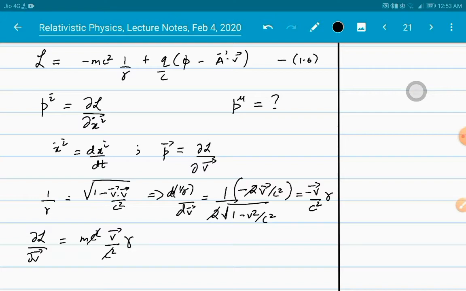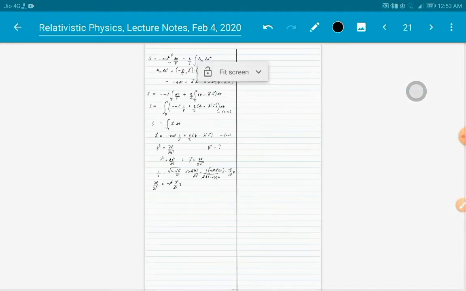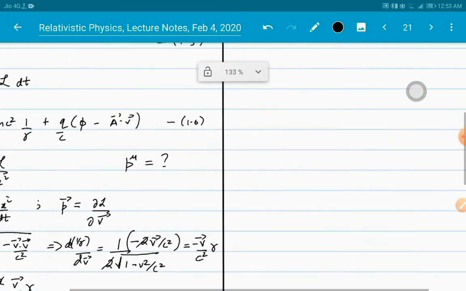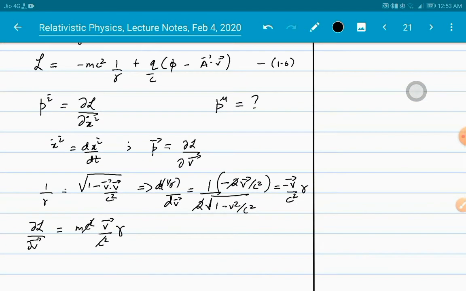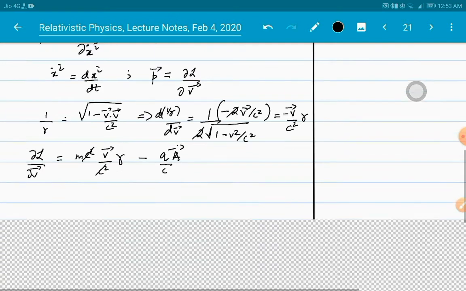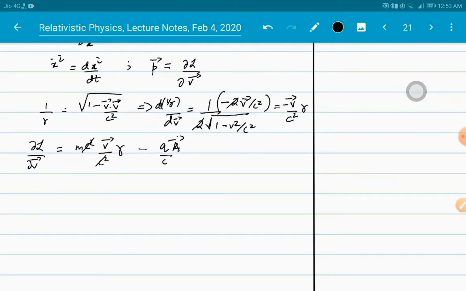And then we'll get another contribution from the electromagnetic part, and that contribution we can see will simply be minus q by c a. And so finally we find that the momentum, the canonical momentum associated with this particle becomes m v gamma minus q by c a.